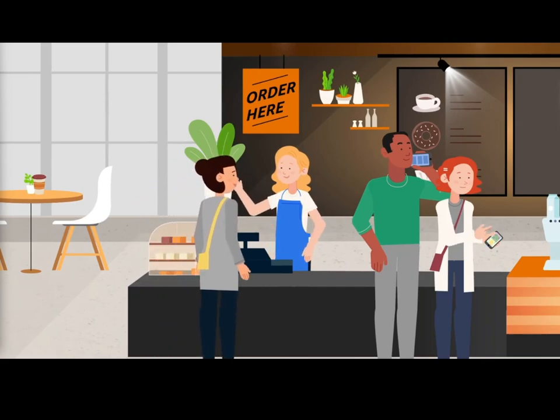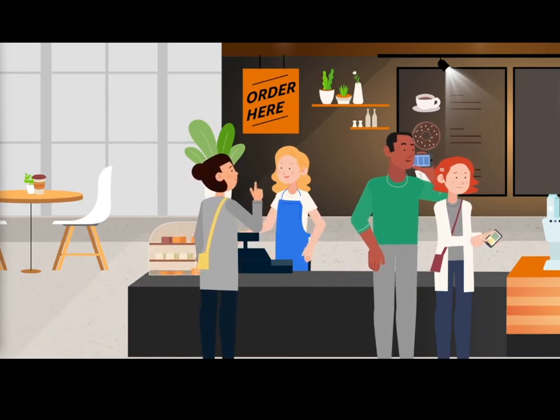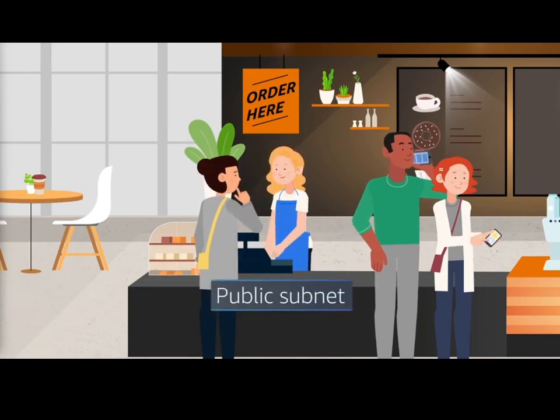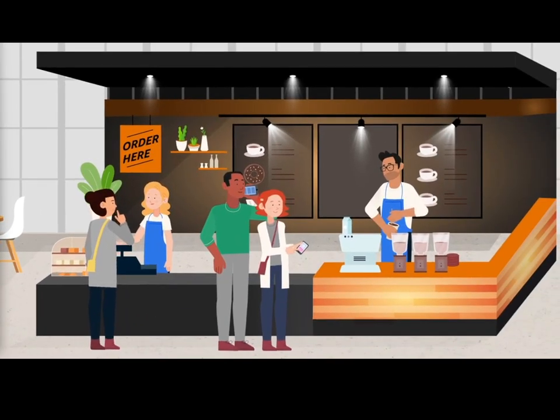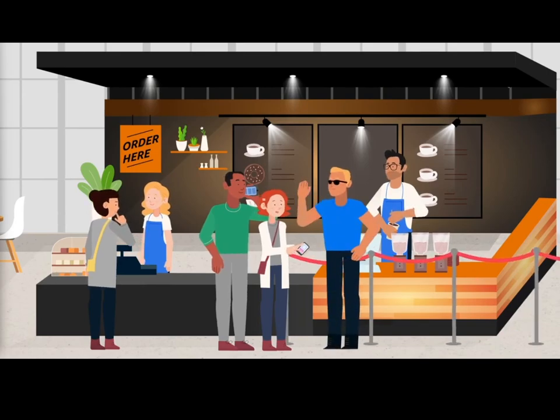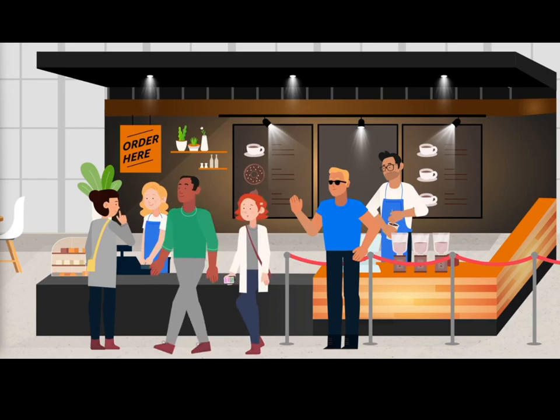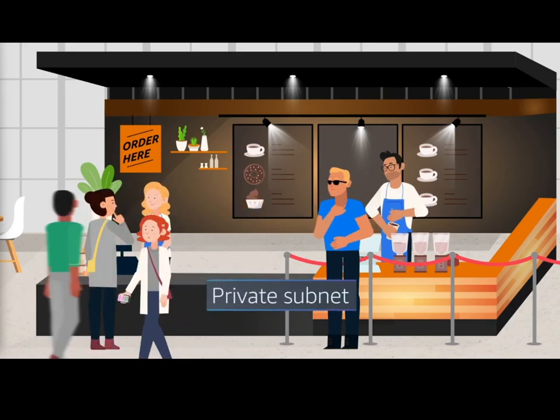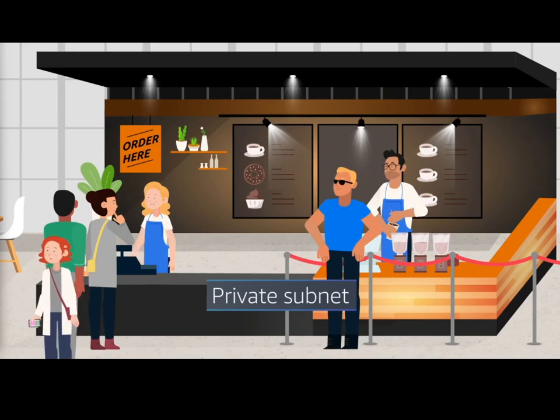They take customers' orders, and thus we want customers to interact with them, so we put them in what we call a public subnet. Hence, they can talk to the customers or the internet. But for our baristas, we want them to focus on making coffee and not interact with customers directly, so we put them in a private subnet. Okay, let's get into the next video where we'll dive into networking.